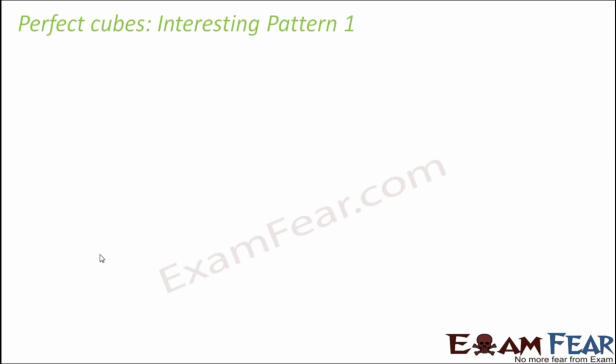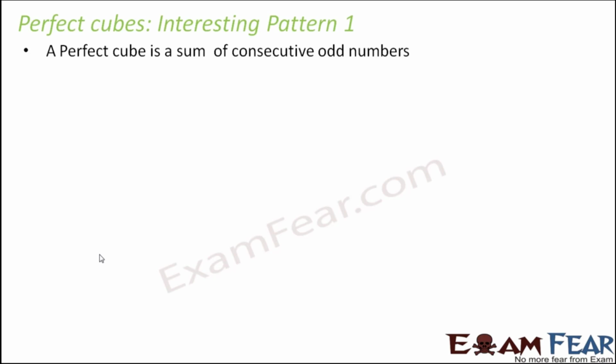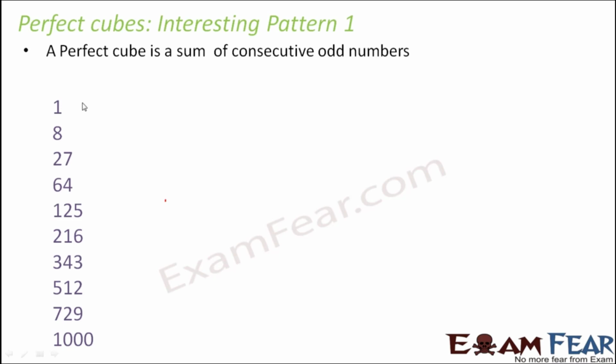Now, perfect cubes also form interesting patterns, just like square numbers do. Whenever you observe any perfect cube, you would see that it is a sum of consecutive odd numbers. Again, you might be surprised that when we learned about perfect squares, we also saw that perfect squares were sums of consecutive odd numbers. So how is it possible that perfect squares and perfect cubes show the same pattern? Well, it is not exactly the same pattern. Let's have a look. These are the first few perfect cubes that we have seen, right?